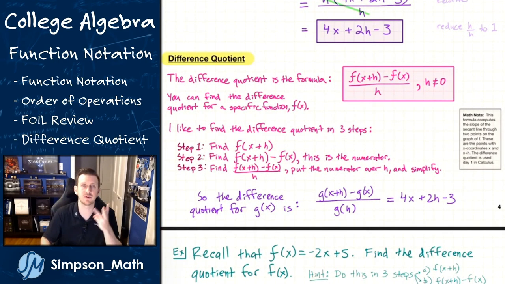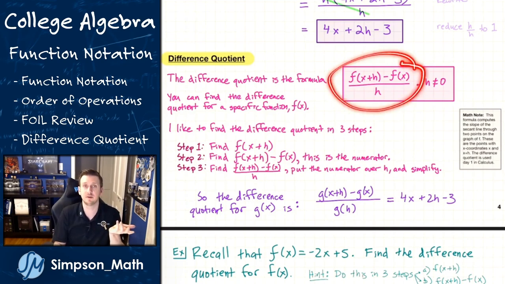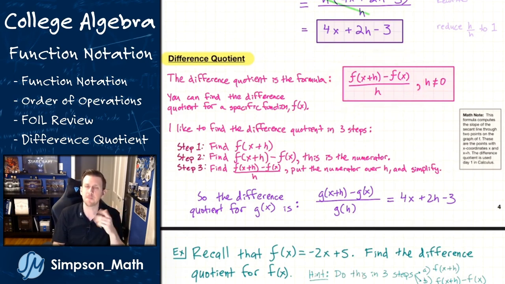All right, so there are three steps for doing this. Now, you could just do it, find f of x plus h minus f of x, divided by h. But in my experience, it's going to be easier to do this in chunks.